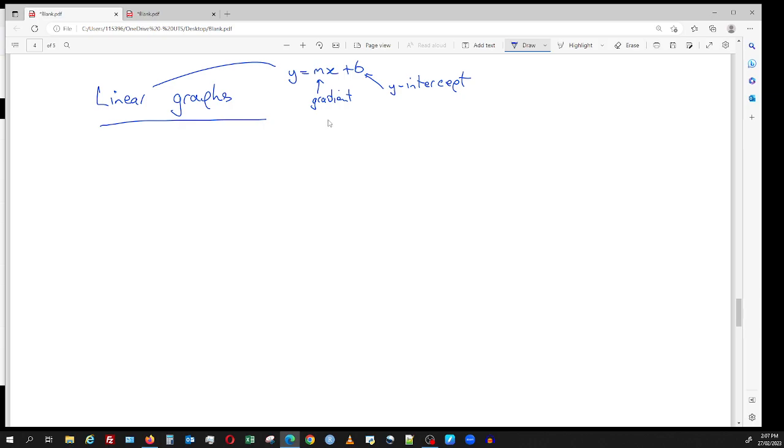For graphs of a different type, it is possible to do this kind of thing, to put it into this kind of form. That's a general form of a linear equation. Okay, sometimes we have to rearrange it into this gradient intercept form to help us process it.